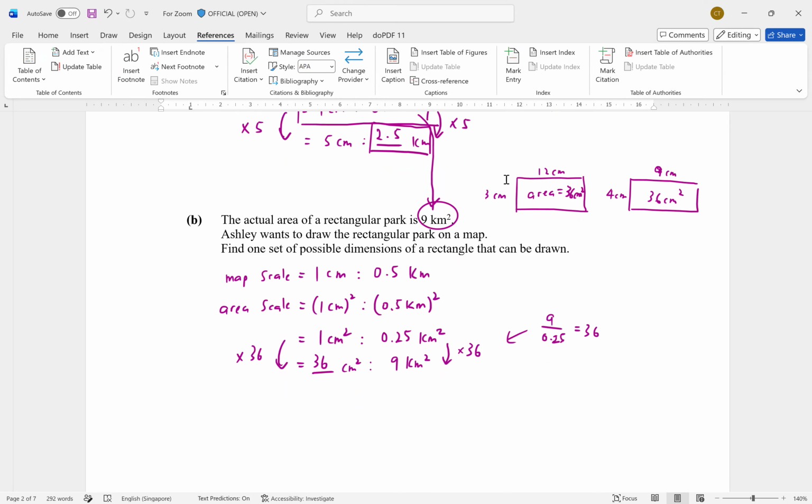So you just write one possible set of dimensions is 3 cm by 12 cm. Or you can write 4 by 9 cm also can. Of course, you can write 2 by 18 also can. So there are many possible variations of answers for a question like this.